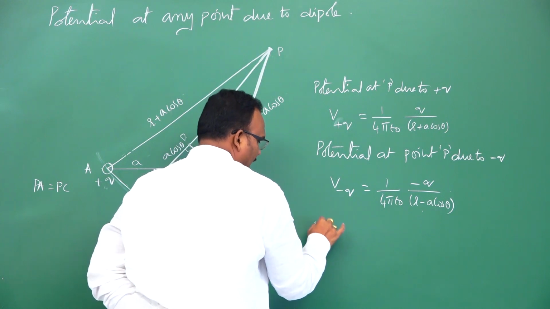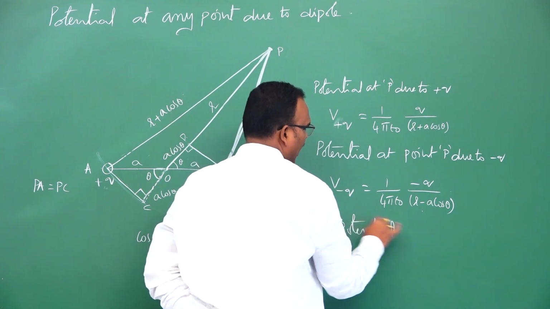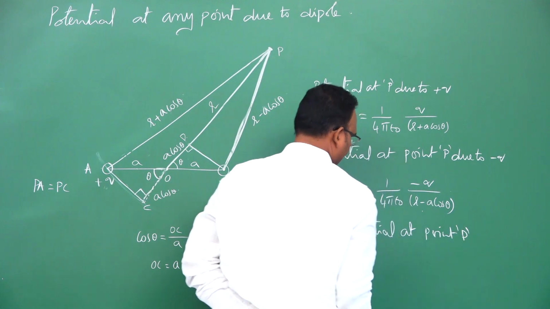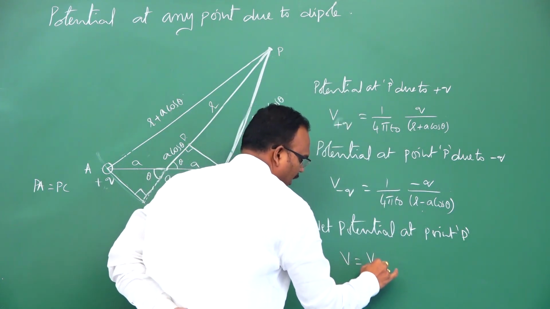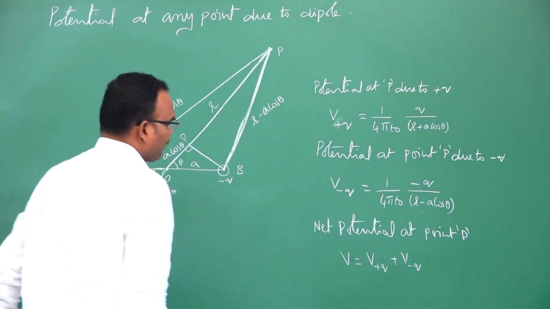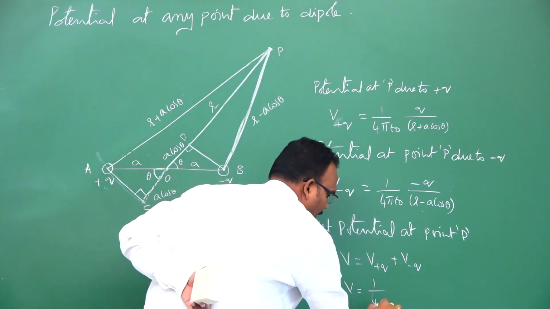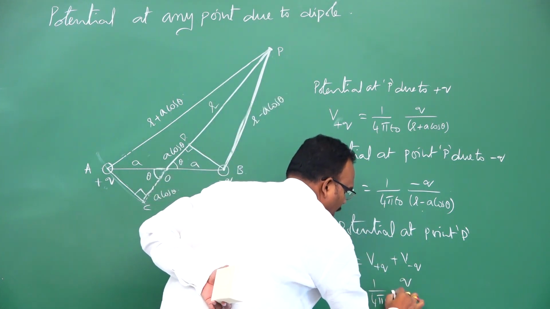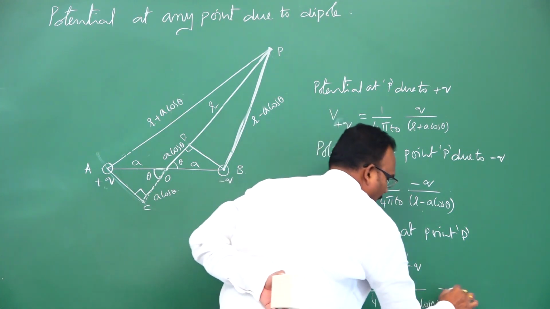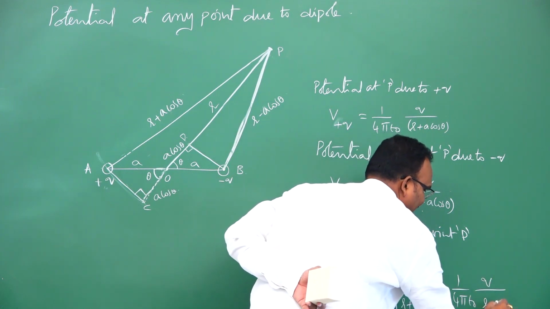Total potential, net potential at point P, is V is equal to potential due to positive charge plus potential due to negative charge. Okay, total potential V is equal to potential due to positive charge, which is 1 by 4 pi epsilon naught Q by R plus A cos theta, minus 1 by 4 pi epsilon naught Q by R minus A cos theta.